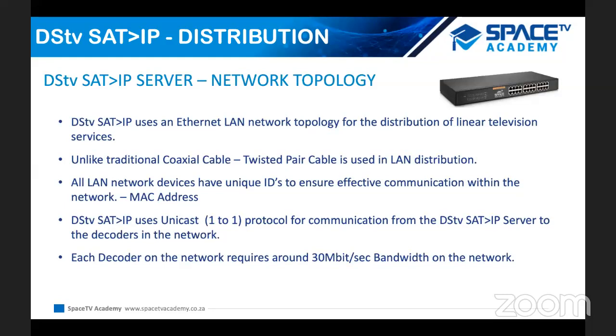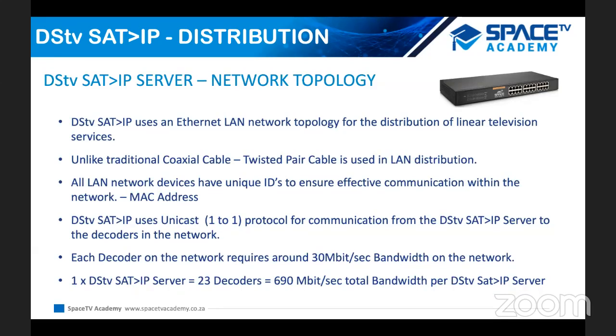Another important factor to keep in mind is that each decoder on the network requires around 30 megabits per second of bandwidth, that is data bandwidth. Once again, we've all grown accustomed to using megahertz as bandwidth, frequency related. We are now talking bits and bytes. So now our bandwidth requirements are measured in bits or bytes. In this case, each decoder will require around 30 megabits per second of bandwidth on the network. And as we progress, you'll understand why that is so important.